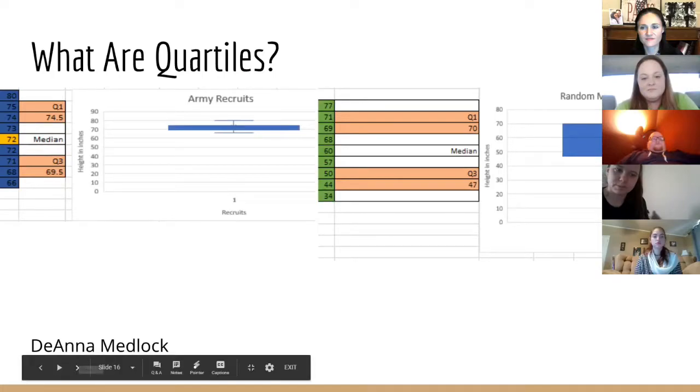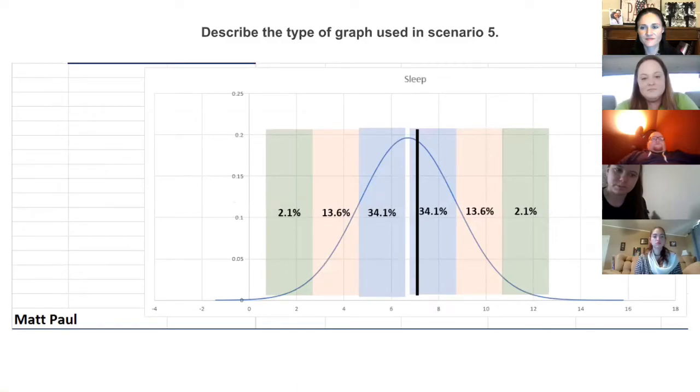Thank you, Deanna. Now, can you describe the type of graph you use in scenario 5? I can. This graph is a bell curve graph, which is also known as a normal distribution curve. It is a way to plot and analyze data that looks like a bell curve.